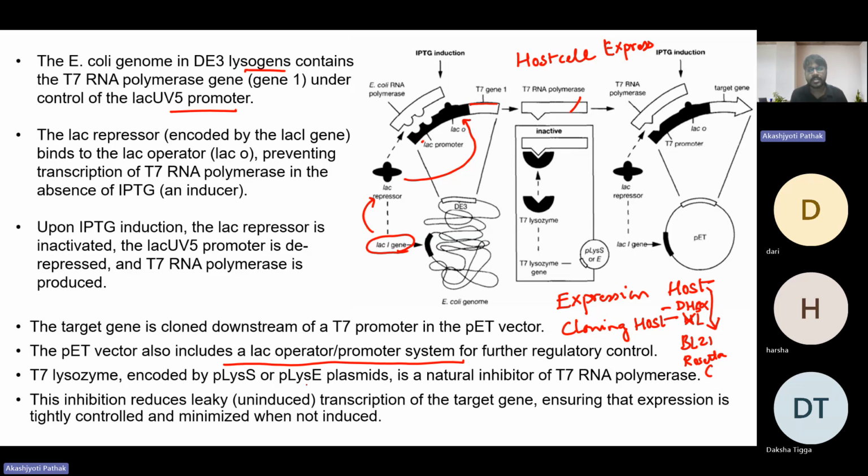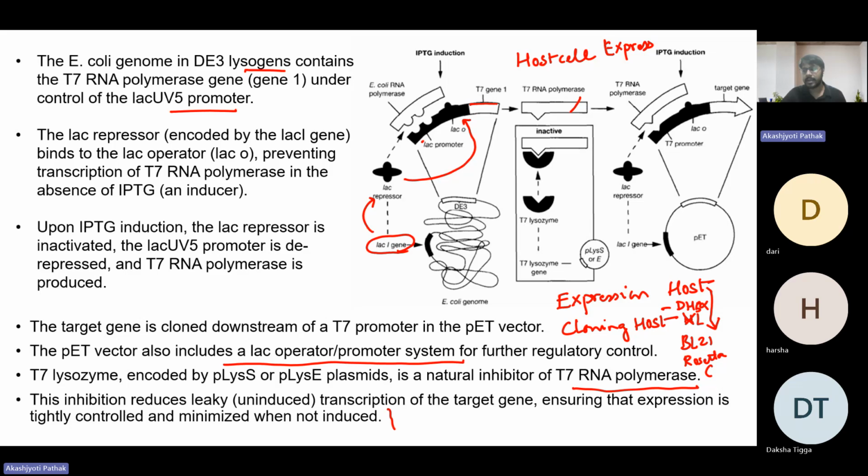So this T7 lysozyme, encoded by the pLysS plasmid, is a natural inhibitor of T7 RNA polymerase. This inhibition reduces leaky transcription of the target gene, ensuring that expression is tightly controlled and minimized when not induced. You do not want leaky expression of the protein, because most of these proteins become toxic to the cell.